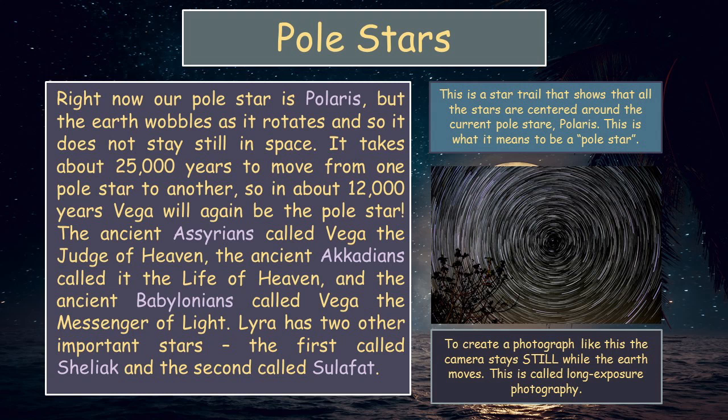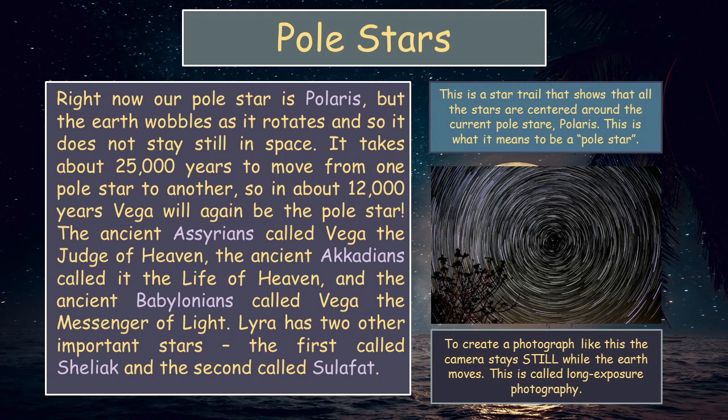The ancient Assyrians called Vega the judge of heaven. The ancient Akkadians called it the life of heaven. And the ancient Babylonians called Vega the messenger of light. Lyra has 2 other important stars, the first called Sheliak and the second called Sulafet.